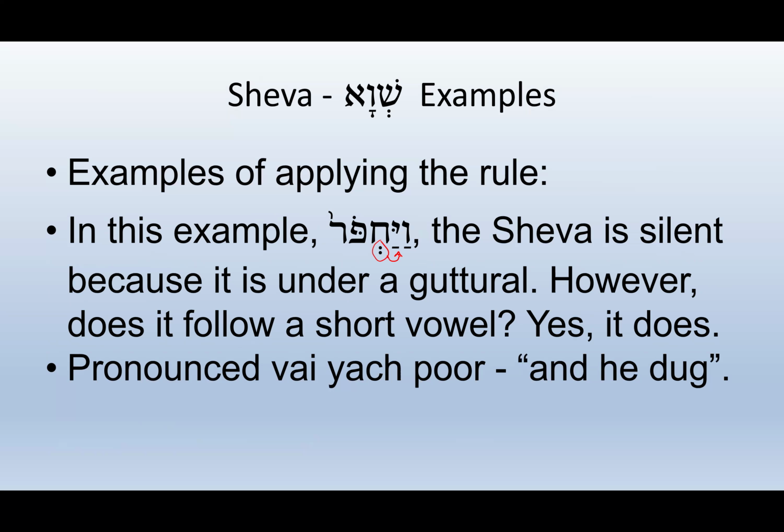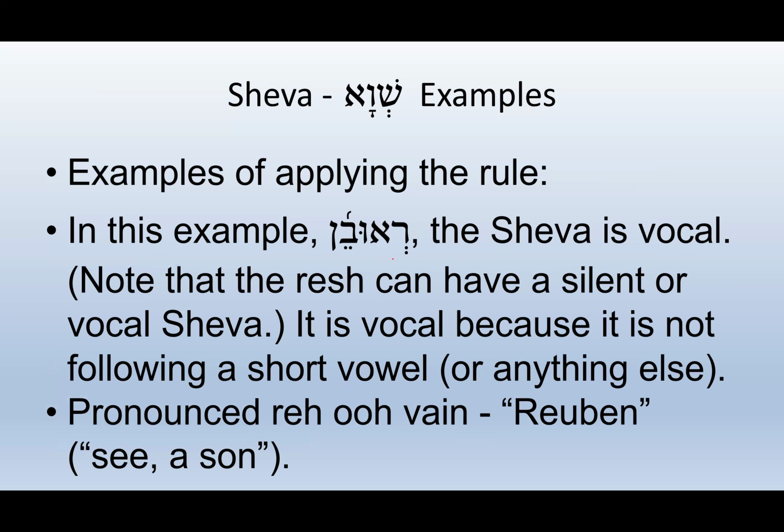Vayakpor, and he dug, vayakpor. But it's okay to remember that gutturals can only take silent shvas, but if you look and see the vowel there, then you know it's going to be silent anyway. So I'm saying if you remember the rules, those two easy rules will take care of the others.